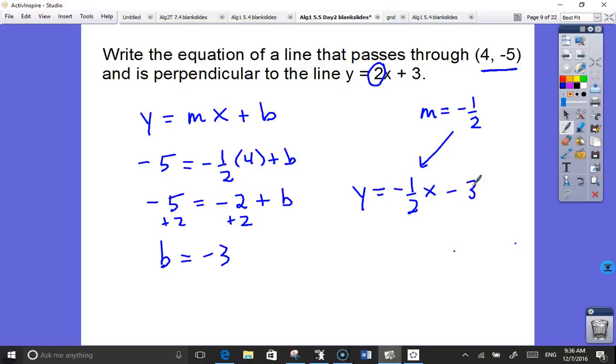So again, we know we can find the equation if we know one point and the slope. They're not telling us directly, they're kind of giving us a clue. Sometimes that clue is going to be parallel, which means it'll be the same. Sometimes it'll be perpendicular, which means opposite reciprocals. Okay, so try this one.